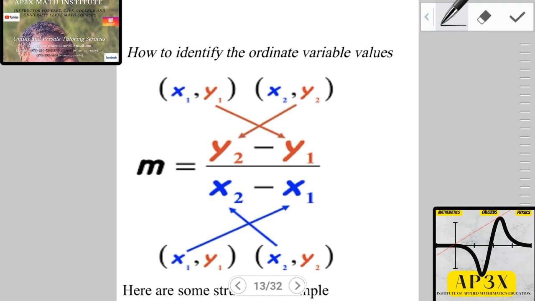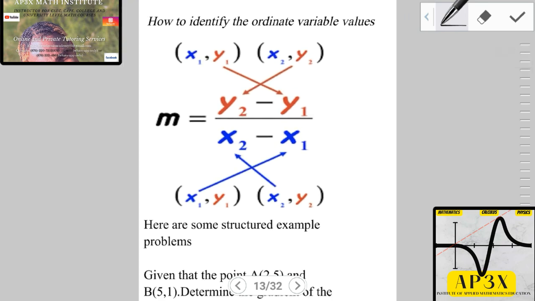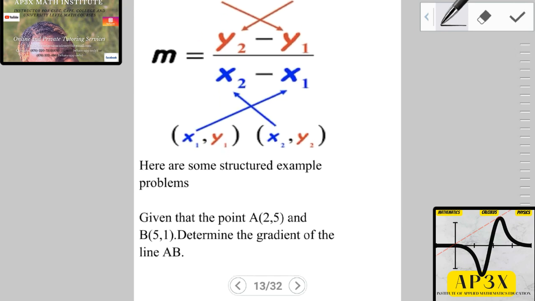Try to get it up here in the head, guys. It's very easy. It's not a formula provided to you by CSEC, right? It's a formula that must be mentally in your head, so you have to work on getting that up there, guys. All right, so it's y2 take away y1 over x2 take away x1. Let's look at some structured examples, guys, as it relates to this.